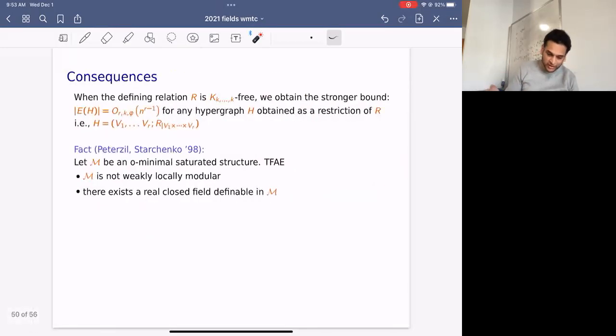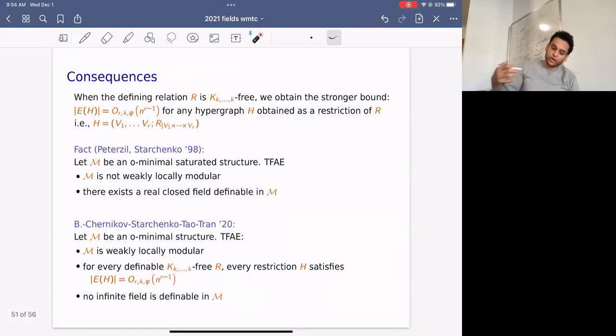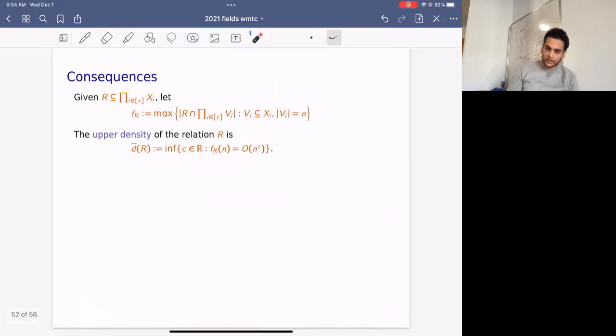Here's a fact from '98: an o-minimal saturated structure has to define a field if it's not locally modular. So what we can say is, any o-minimal structure, if it's weakly modular, then every definable relation satisfies this kind of property, where the number of edges is bounded above by n to the r minus 1. So that's one thing, and I guess this is more ongoing work with Min that I'll quickly talk about.